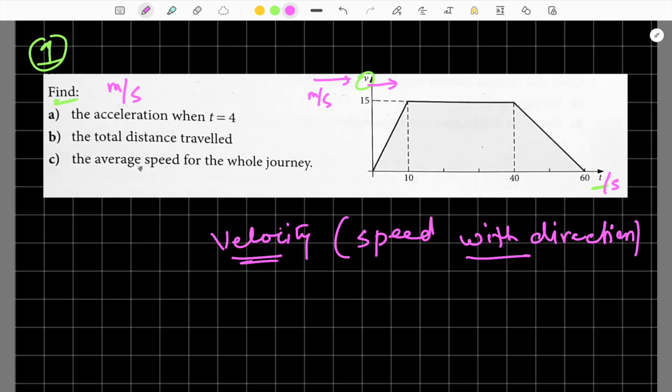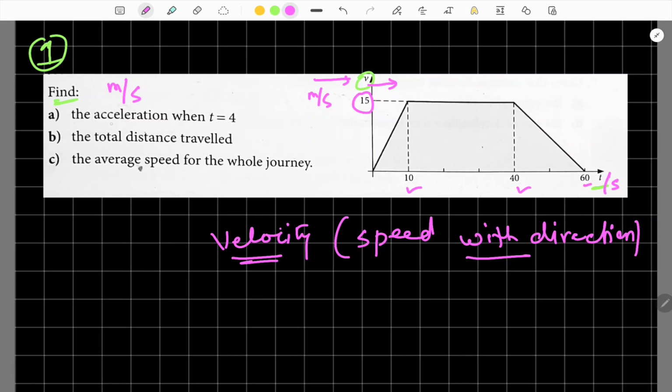So beta, we can see it's a velocity-time graph. All the speeds are given, and because there is direction they are velocities, but we will talk about their magnitude, right? So obviously that is 15 meters per second. This constant part where it starts is the only value given. Times on the x-axis are 10 seconds, 40 seconds and 60 seconds.